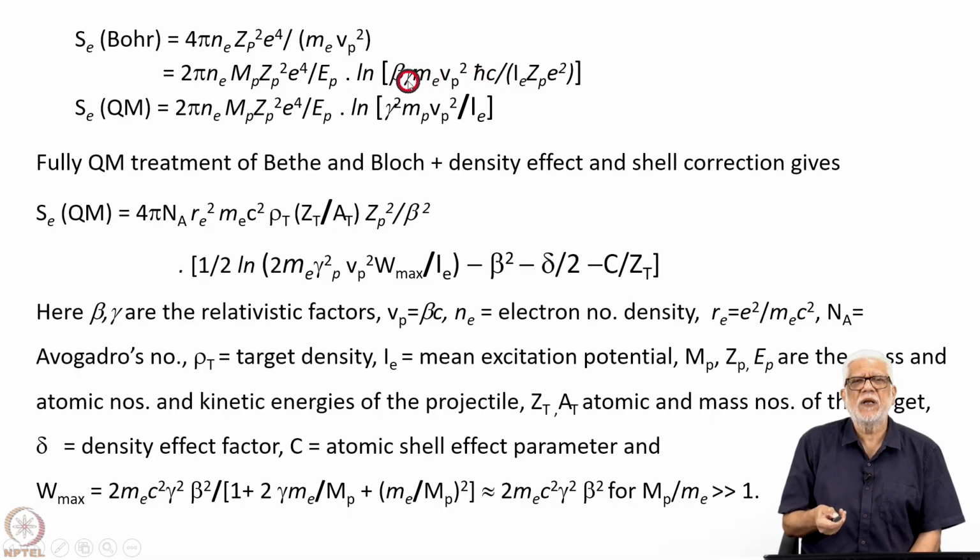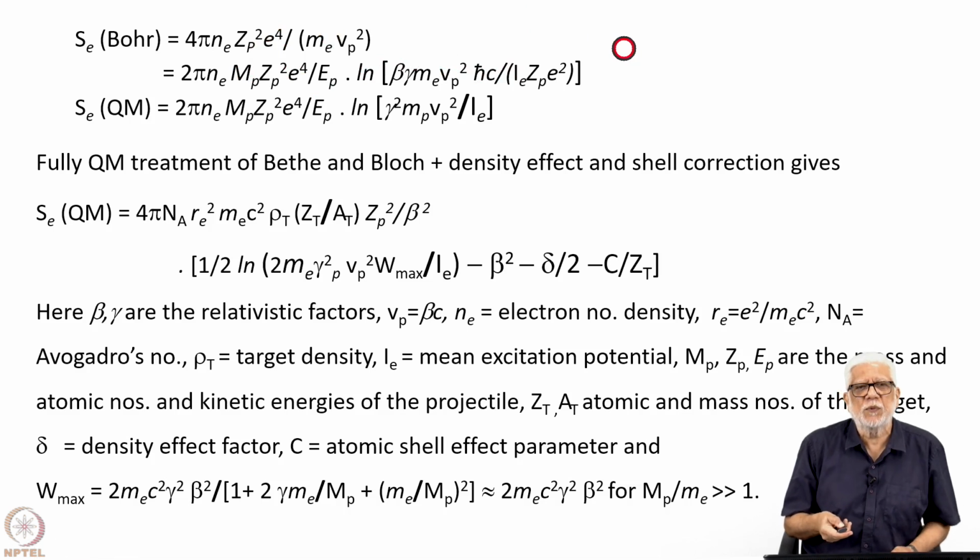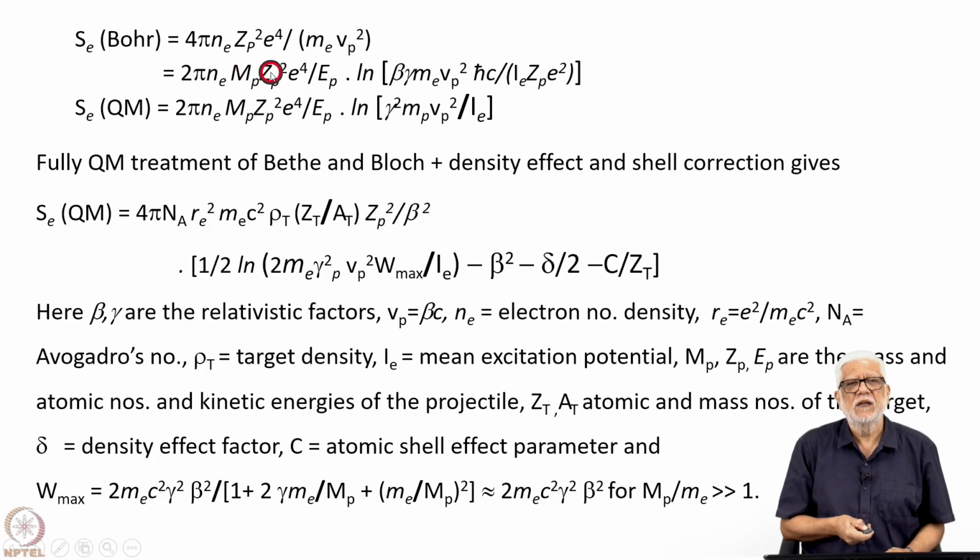But of course, in the domain where beta is close to 1 and gamma is much larger than 1, these semi-classical approximations become less valid, and you have to go to fully relativistic quantum mechanical calculations. Okay, so the important takeaway from this formula, which holds for a very broad range of low energies, is that the energy loss or the stopping power is proportional to the mass, proportional to Z_p squared, and inversely proportional to the energy.